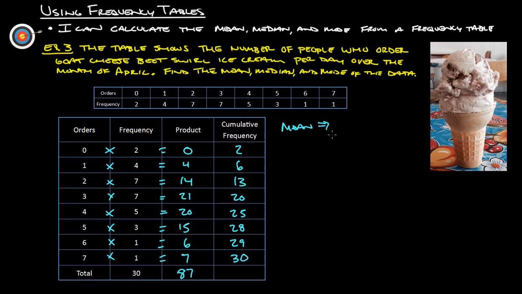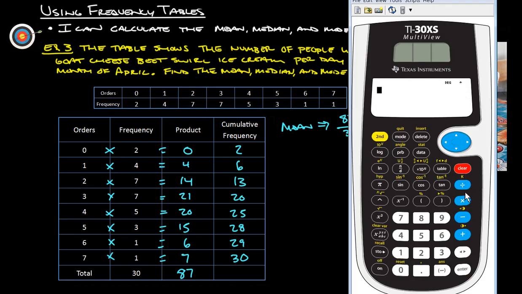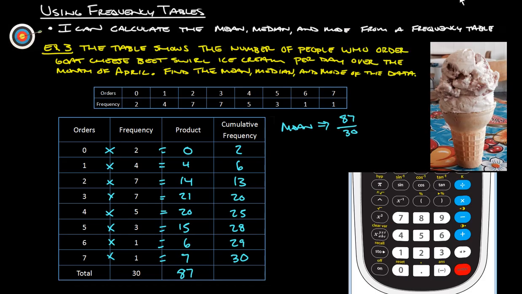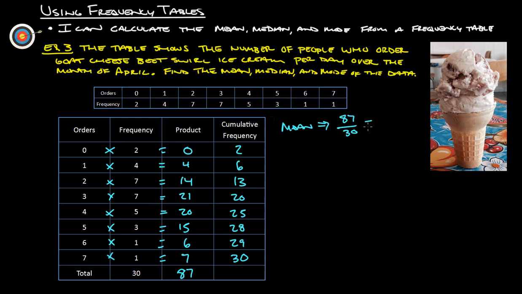We sold a total of 87 over 30 days. So we'll simply take 87 divided by 30, and our average number of those cones sold per day was 2.9 of these cones sold every day. All right, so that's our mean.